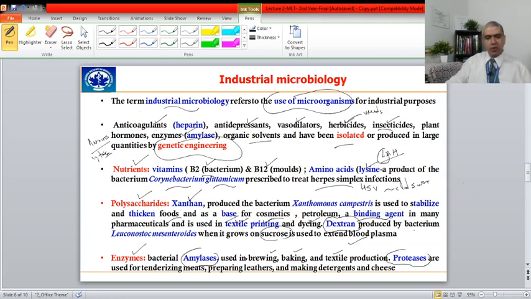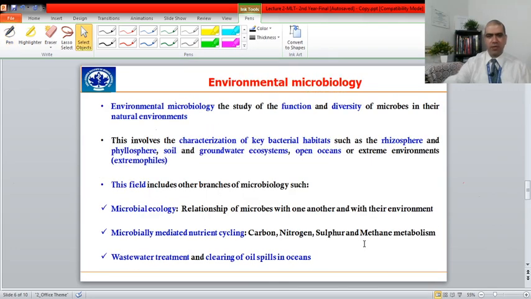Proteases are used for tenderizing meats, preparing different kinds of leathers, making detergents, and also for the production of cheese, which has been done way before microbiology was discovered, by different kinds of people in the Roman Empire and many other previous centuries.